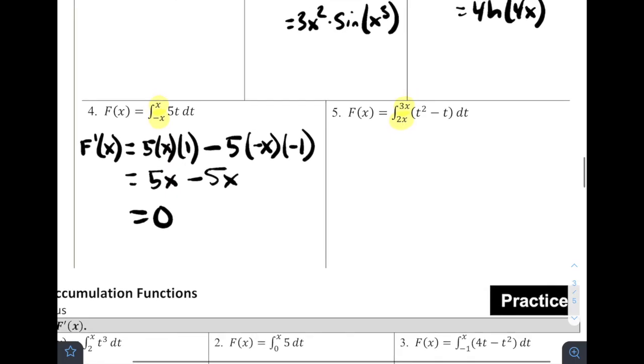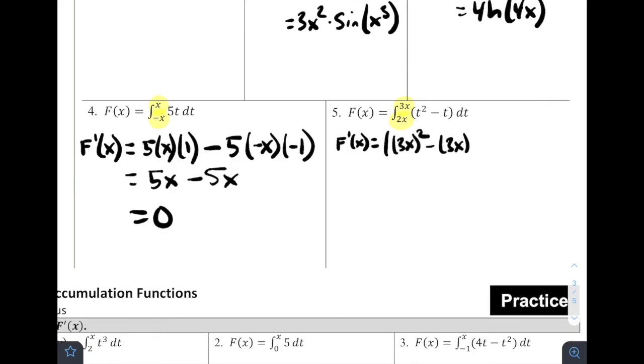Last one, number 5. The derivative here is going to be equal to what looks like 3x quantity squared minus 3x. So we substitute that 3x in for both of these t's, and then we need to multiply by the derivative of 3x. So we're going to multiply by 3. And then we're going to subtract. So we're going to subtract here the same thing, except we're plugging in 2x in for both of those. So 2x quantity squared minus 2x times the derivative of 2x, which is 2.